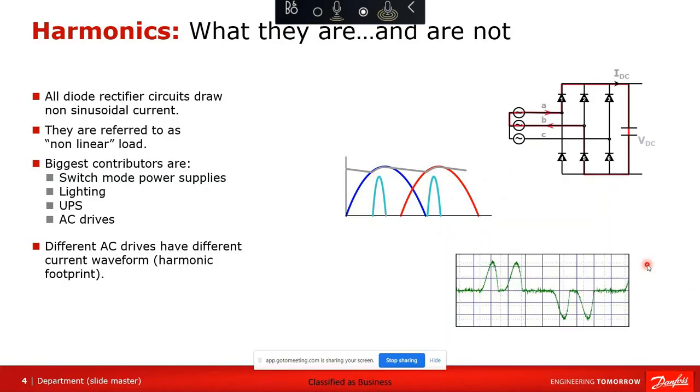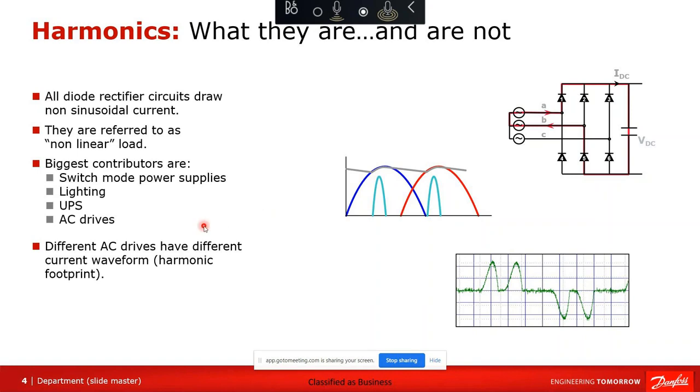And this is what's referred to as a nonlinear load, because we don't draw voltage and current at the same time. Other examples of nonlinear loads are switch mode power supplies, UV lighting systems, UPS systems, variable frequency drives, arc welding systems, anything like that. So that's the basics of where this comes from.